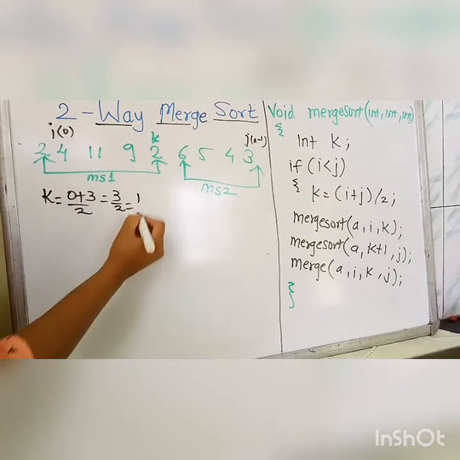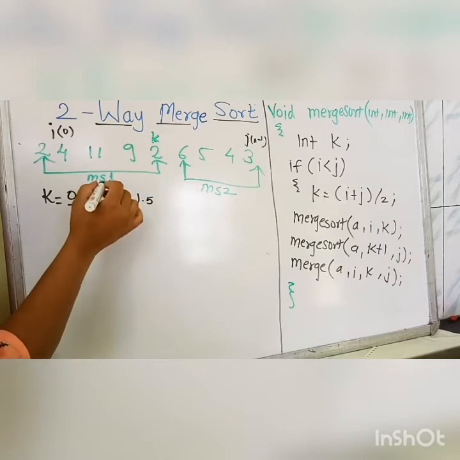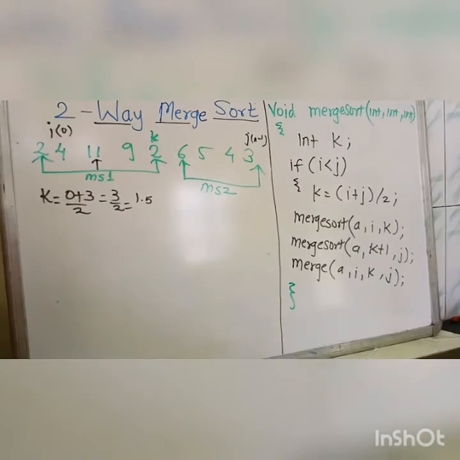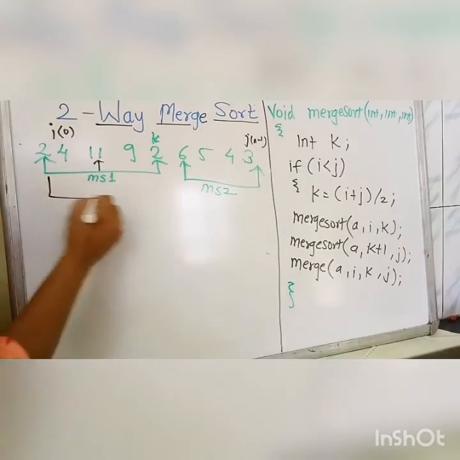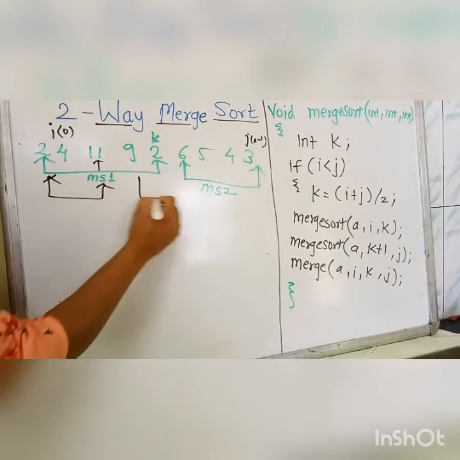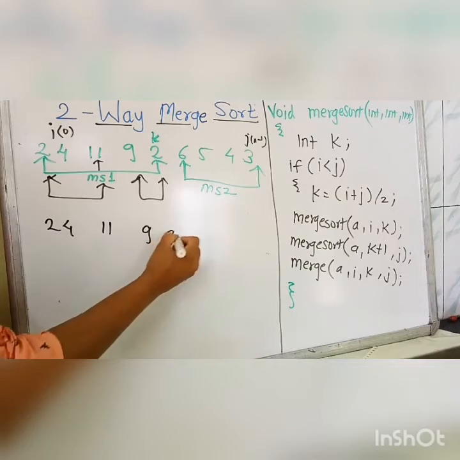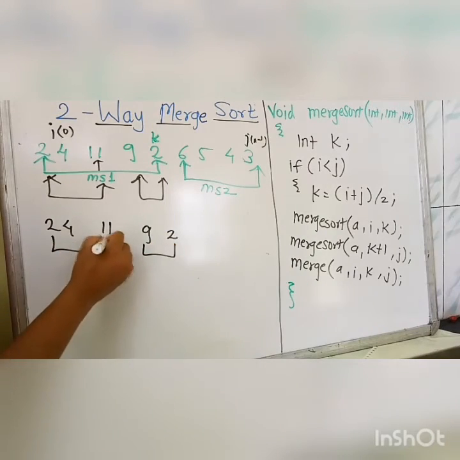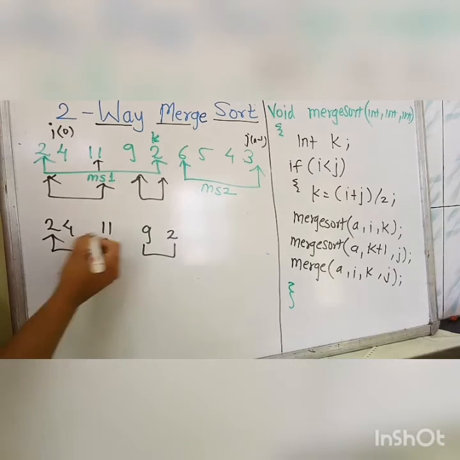Here 2 ones are 2, 2 fives are 10, means 2. It will divide this again at this position, means it will again divide this array into these two parts. Okay, 24 by 11, 9 by 2. Again it will check if i is less than j. Yes.